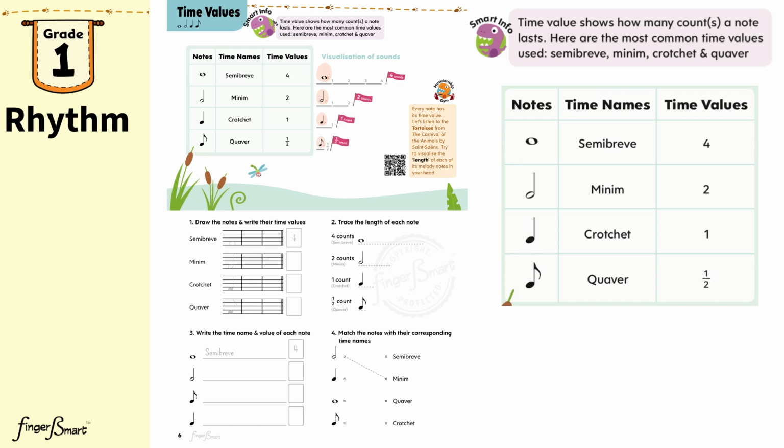Not to forget, try to see the duration. That means we try to visualize how long the note sounds. So let's refer to the chart here, visualizations of sound. Out of all the notes here, the semibreve lasts the longest, 4 counts, and the quaver lasts for half a count, so it is the shortest here from this page.